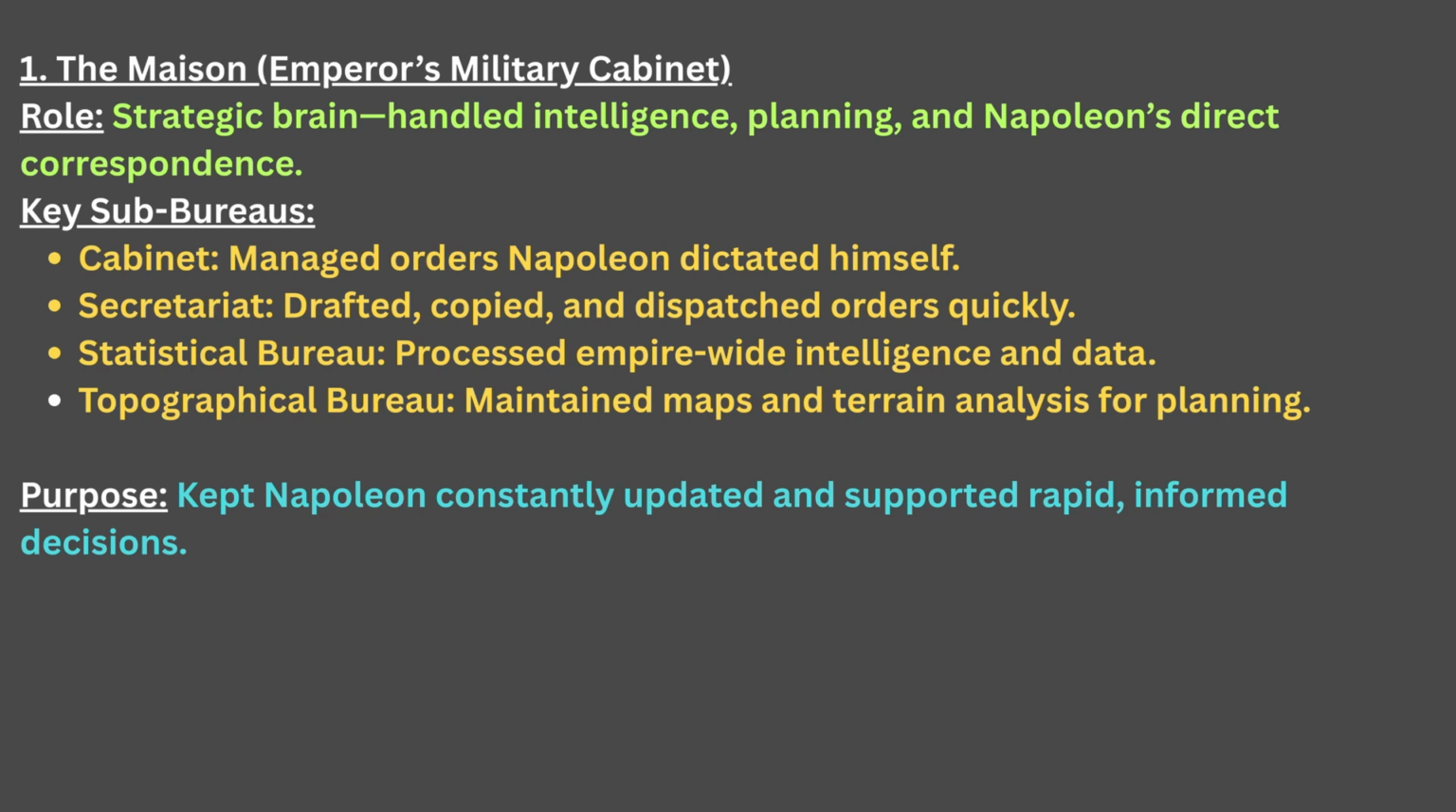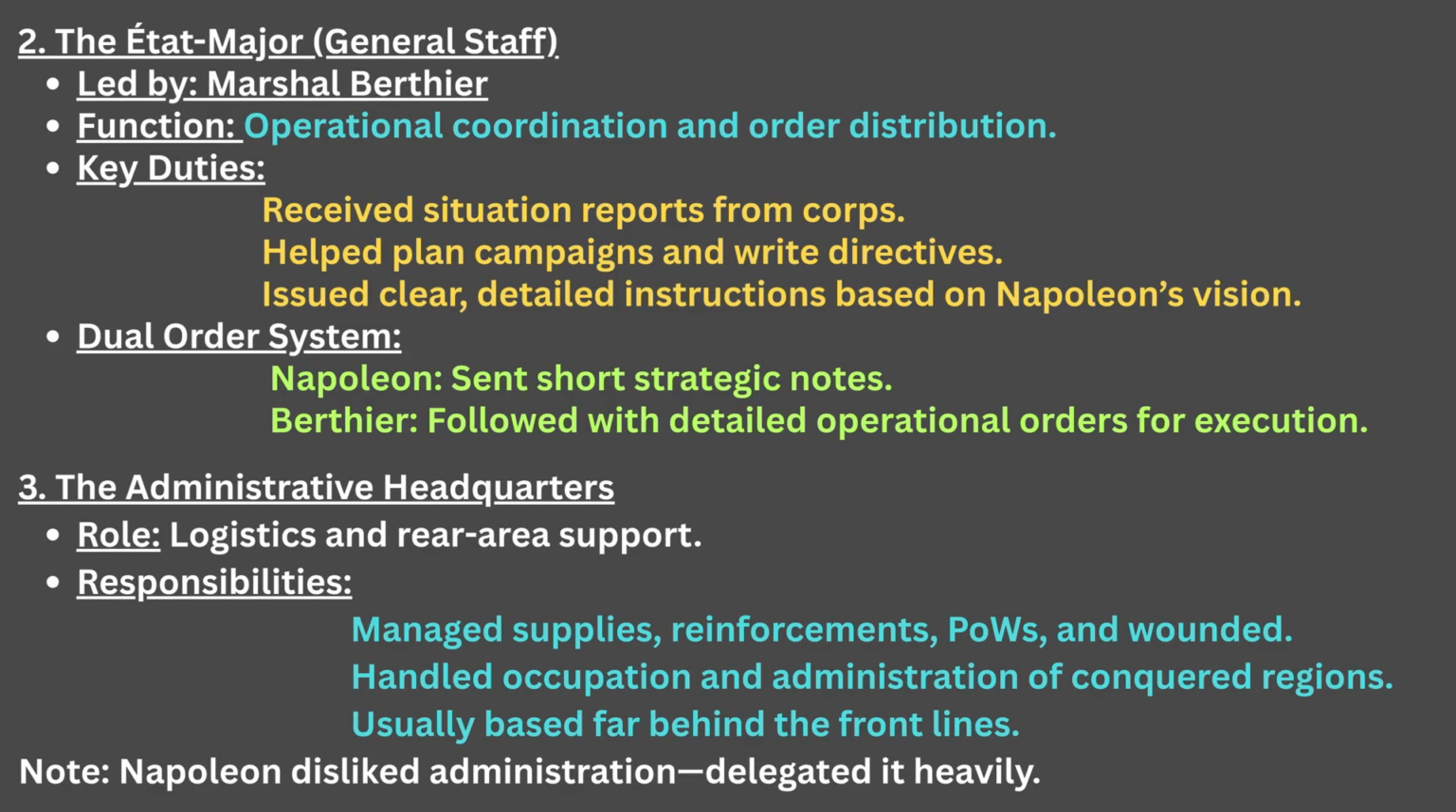This setup kept Napoleon constantly informed and allowed him to make rapid, high-quality decisions even in the chaos of a campaign. Next, 2. The État-major, the general staff. Led by Marshal Berthier, this was the core operational coordination unit. Their main duties: received updates and situation reports from the corps, helped plan campaigns and wrote directives, issued clear, detailed instructions that turned Napoleon's big ideas into real-world action.